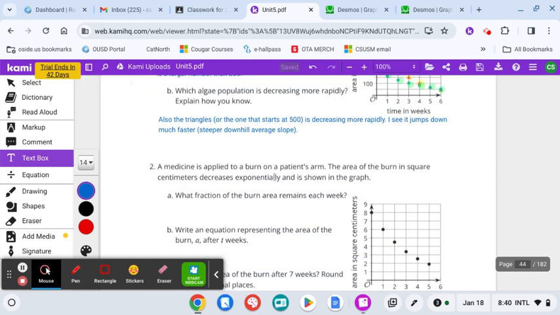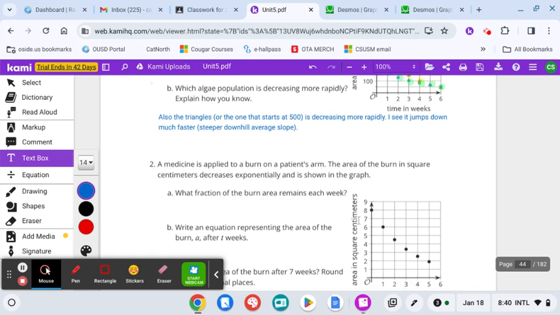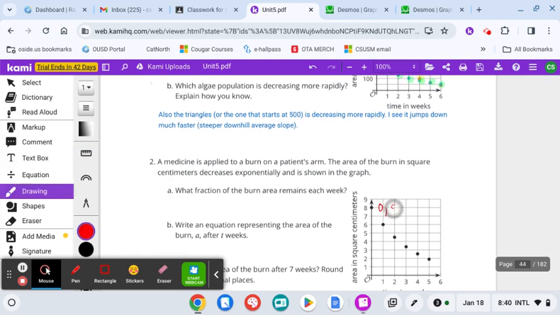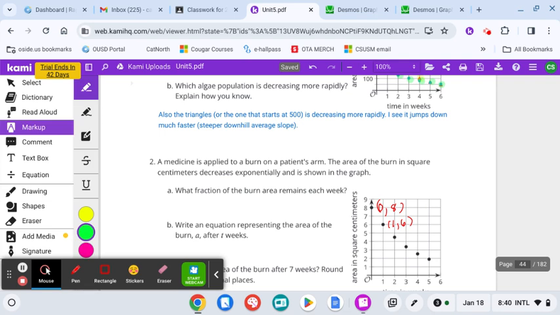Okay, a medicine is applied to a burn on a patient's arm. The area of the burn, in square centimeters, decreases exponentially and is shown on the graph. What fraction of the burn area remains each week? So we're going to look at these first two input-output pairs on the graph. I'm going to go ahead and label them. For example, (0, 8) is our starting point there, and then (1, 6) is our second point. At least those two are on corners, so that I can look at those two outputs and divide and get the fraction that is our common factor.